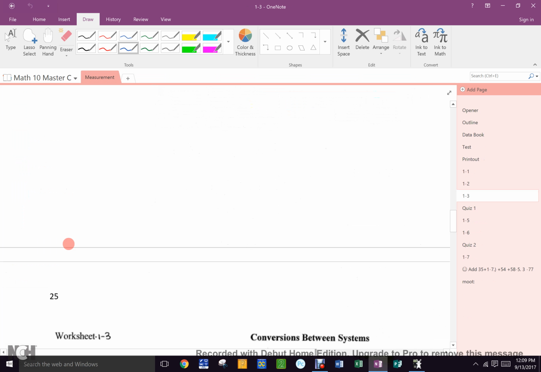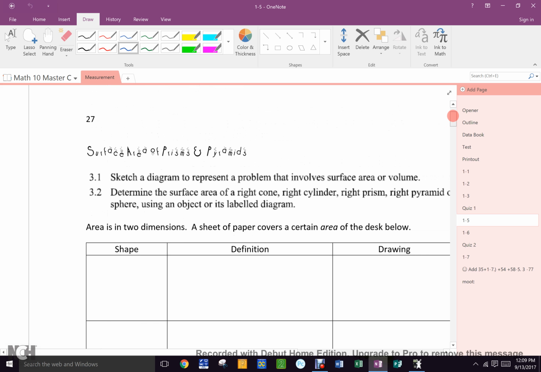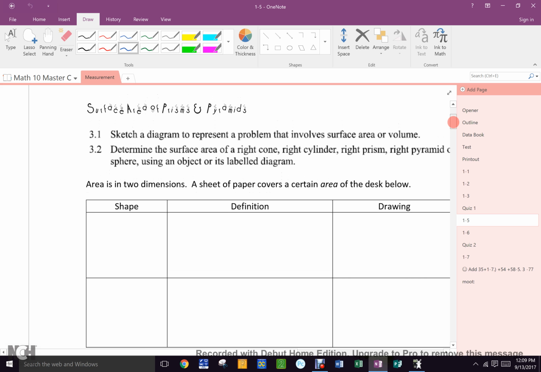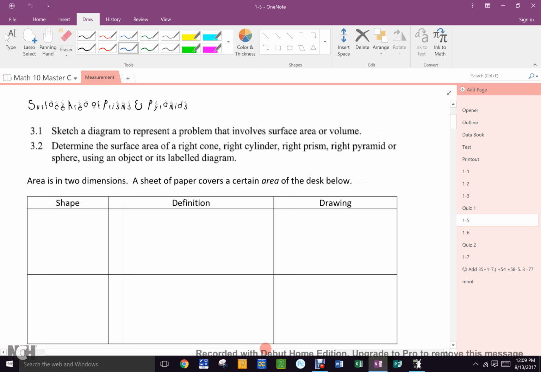Okay? So if everybody would be so kind as to flip in their books to page 207. Surface area of prisms and pyramids. That, ladies and gentlemen, is my, as of right now, favorite font. I just love that font.